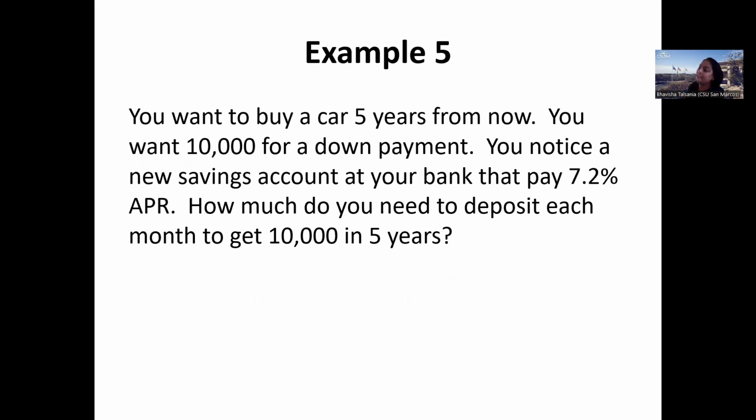All right, example 5 is you want to buy a car 5 years from now, and you want $10,000 for the down payment. You noticed a new savings account at your bank that pays 7.2% APR. How much do you need to deposit each month to get $10,000 in 5 years? So this one is asking how much will we need to deposit. So here we're actually solving for A. We don't know how much A is, but we know our balance after 5 years, we want $10,000. So we're going to use that information and solve for A.